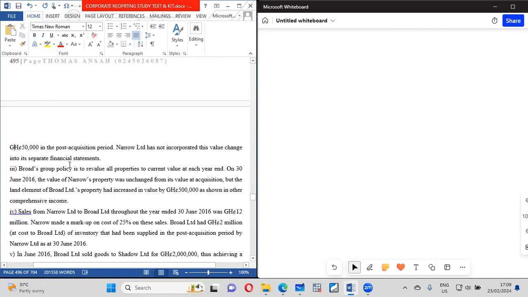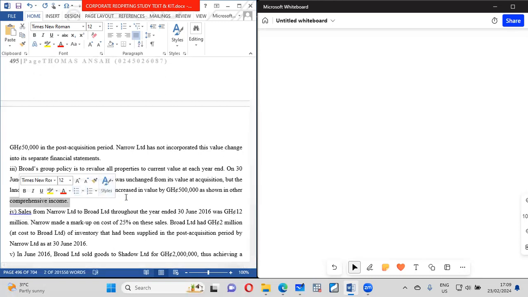Broad's group will value all its property at current value at the end of each year. On 30th June, the end of the year, the value of Narrow's property was unchanged from its value at acquisition. But the property of Broad, the parent, had increased by 500,000 as shown in the comprehensive income.